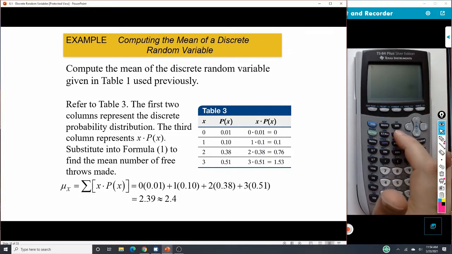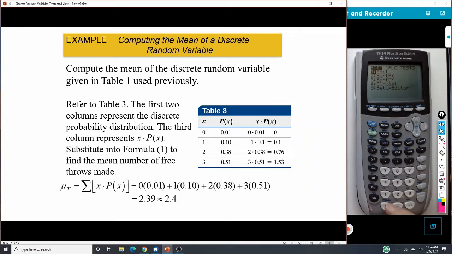So let's go into stat. We need to fill in our table. So let's go to number 1 there. We need to edit. Now again, when we're doing these, our x is going to be L1, our p of x is L2. So our x: 0, 1, 2, and 3. And then our P of X, we said 0.01, 0.1, 0.38, and 0.51. Now notice I didn't put that third column. The calculator is going to do all that math for me, so I don't have to do those.